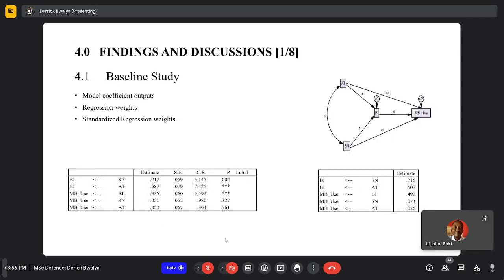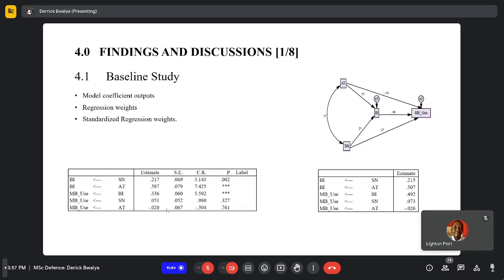What are the findings, Chair? Based on the baseline study, we have put the model coefficient outputs, which are displayed on the diagram on my top right there. We have the regression weights there, Chair, down there, which show the relationship between the behavior intention, BI just means the behavior intentions, SN is the subjective norms, and AT is the attitude towards the use of mobile banking.